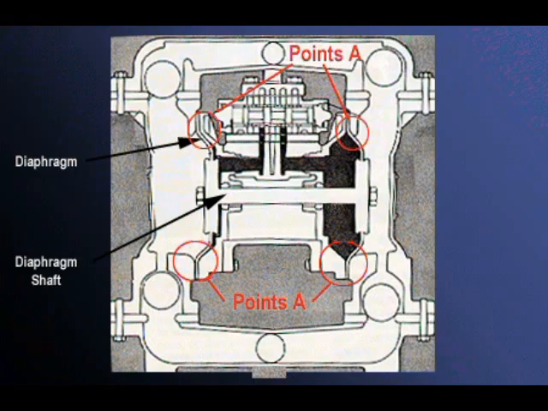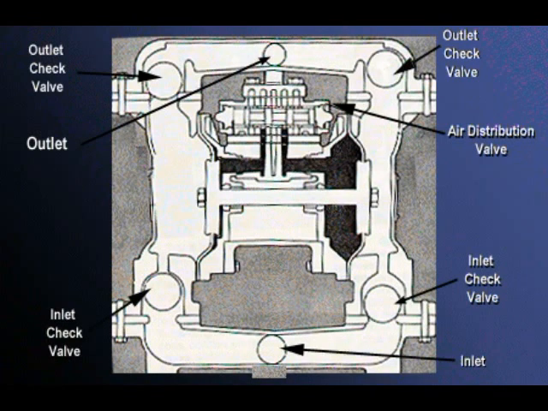Note that in each of the two chambers there is a diaphragm, clamped at points A to the pump body. The two diaphragms are connected by a shaft, which makes both diaphragms move simultaneously. The pumped liquid is in the outer part of each diaphragm chamber. Liquid flow is controlled by the inlet and outlet check valves. In this particular diagram, the valves are shown as ball check valves, but flap-type check valves could be used as well. The two inlet valves are connected through a manifold to a common inlet. The same occurs at the outlet.